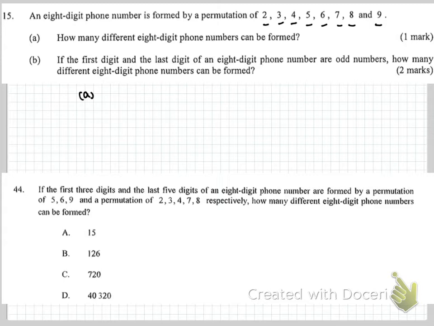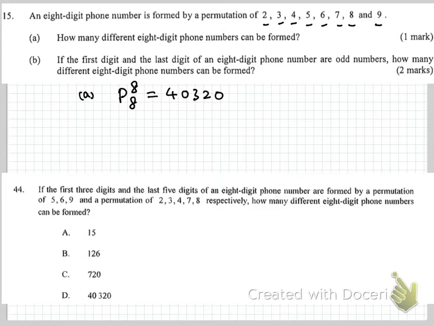So first we have to think about it. Is it a combination or permutation question? Phone numbers. The ordering is important, so it is a permutation question. We want to line up 8 digits out of 8, so the answer is 8P8. It goes to 40320. This is it, so there's only 1 mark for this one.